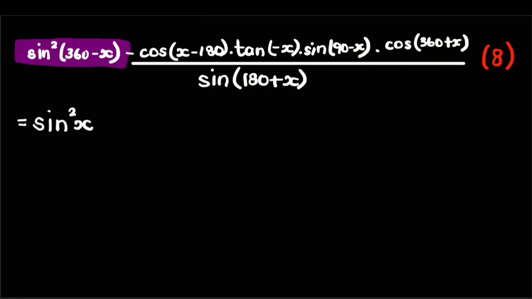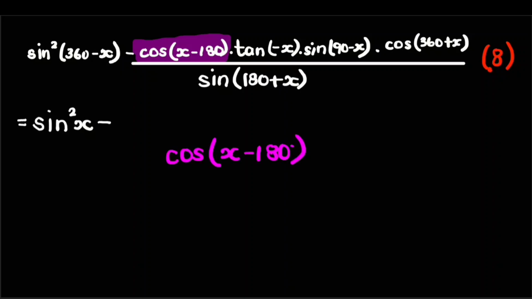So here we have sine squared x. Now there's a minus in this equation, so I'm just going to bring that down. We're now focusing on cos of x minus 180 degrees. So remember that if it looks like a reduction formula, but it's swapped around, and the value is negative, we add 360 onto it. What that does is it allows the value to become positive. So this gives us cos of x plus 180.